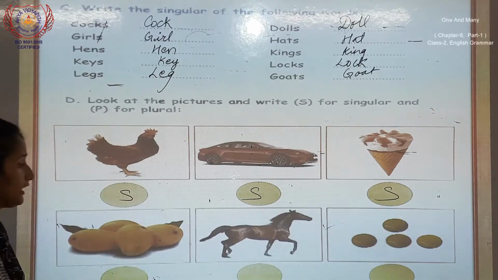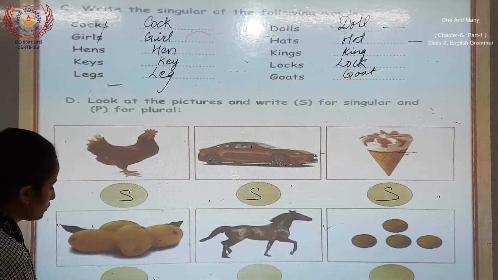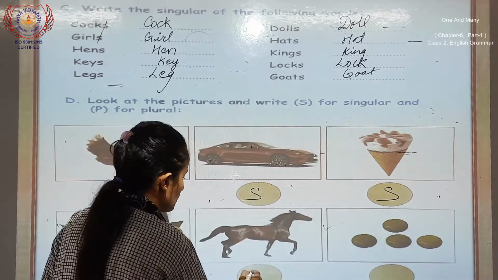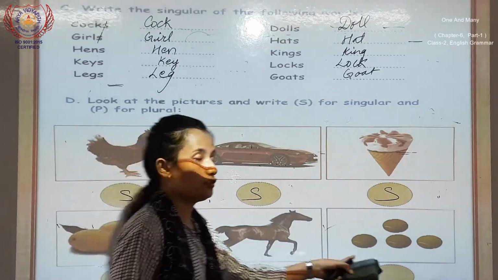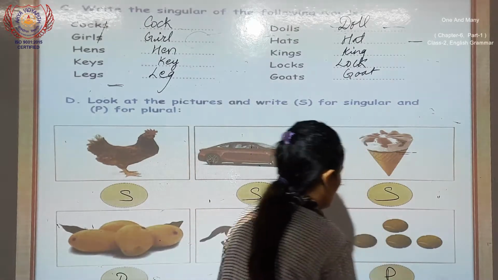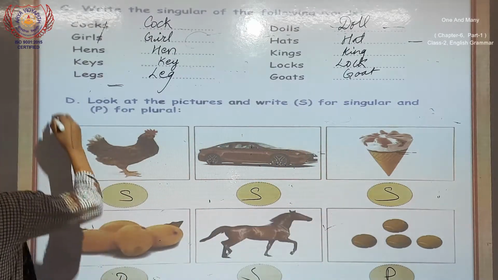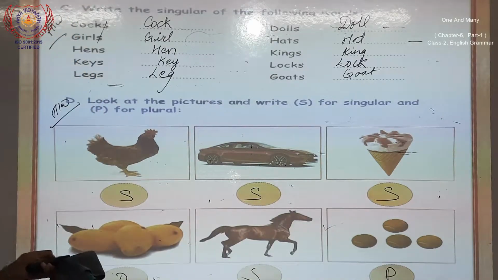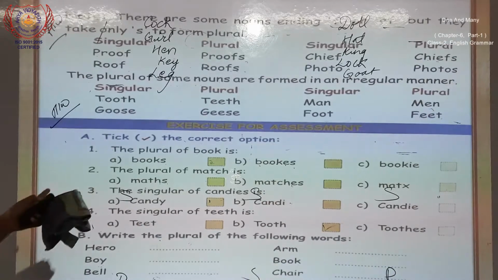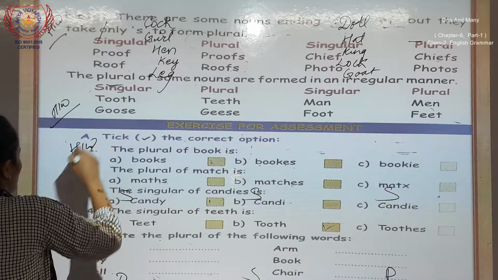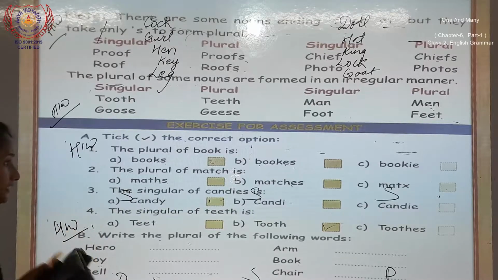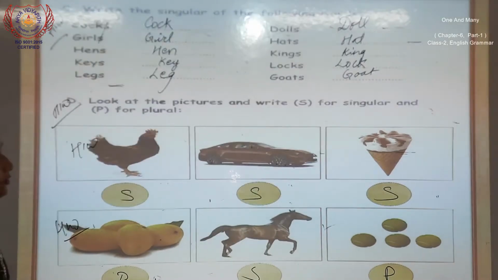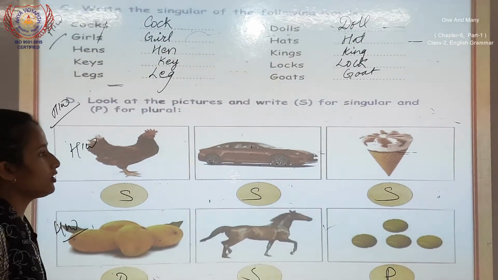So there are so many mangoes. What we have to write? This is a plural. There is one horse. So S. There are so many balls. So P. Like this you have to do. Okay. This is also your homework. I have done exercise A, exercise B and exercise C. You have to do this in your book and in your copy also.